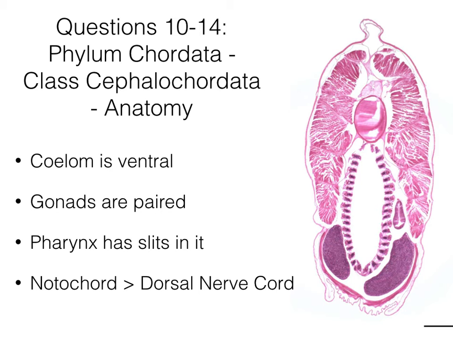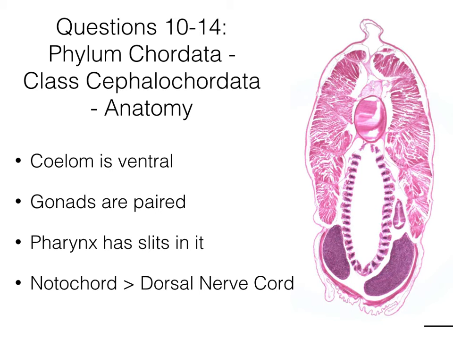From the bottom to the top, the two purple things are gonads. They surround the pharynx. To the right of the pharynx is the liver. Directly above the pharynx is the notochord. Directly above that is the dorsal nerve cord. And then surrounding the whole dorsal side is muscle.